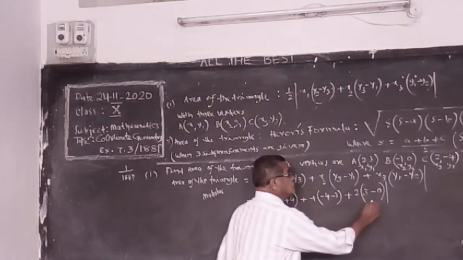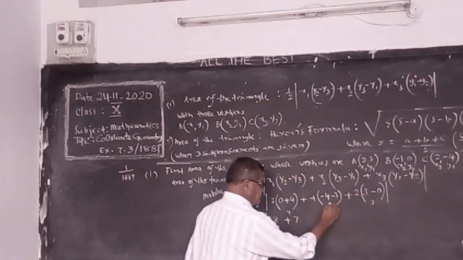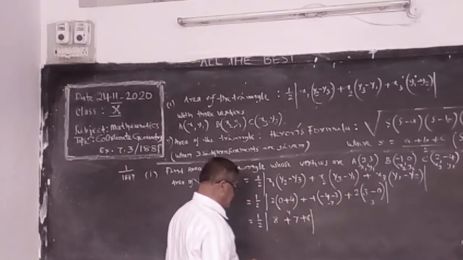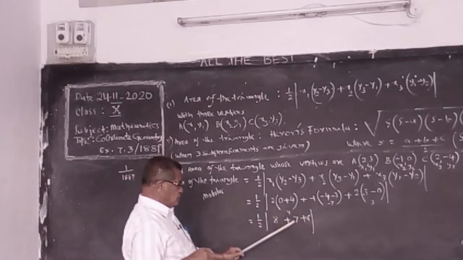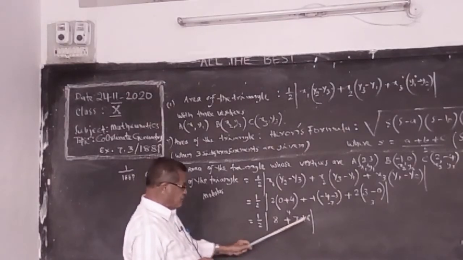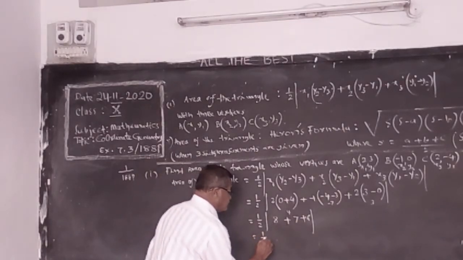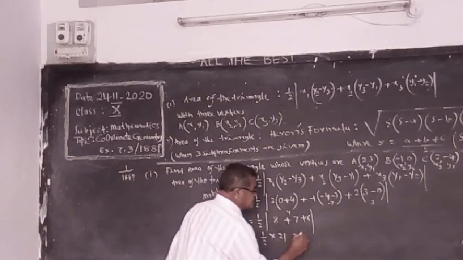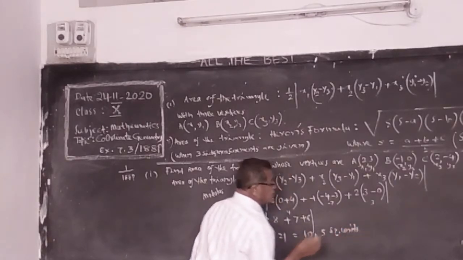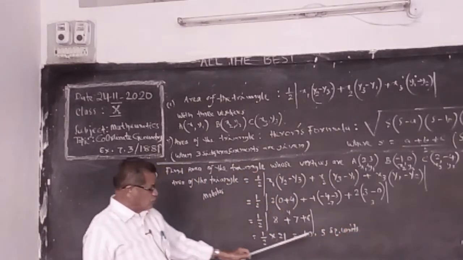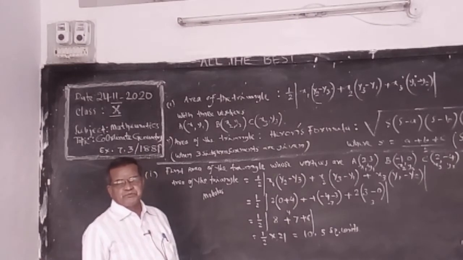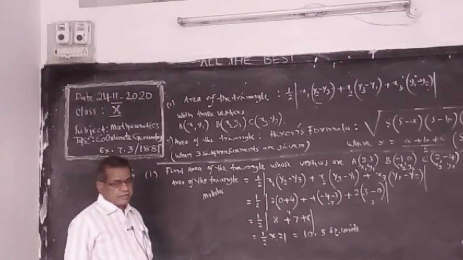Third bracket: 3 minus 0 is 3, 2 times 3 is 6, plus 6. Close. Total: 15 plus 6 is 21. One by 2 into 21 is 10.5 square units. For every area, we have to write square units. This is the solution for finding the area of the triangle.